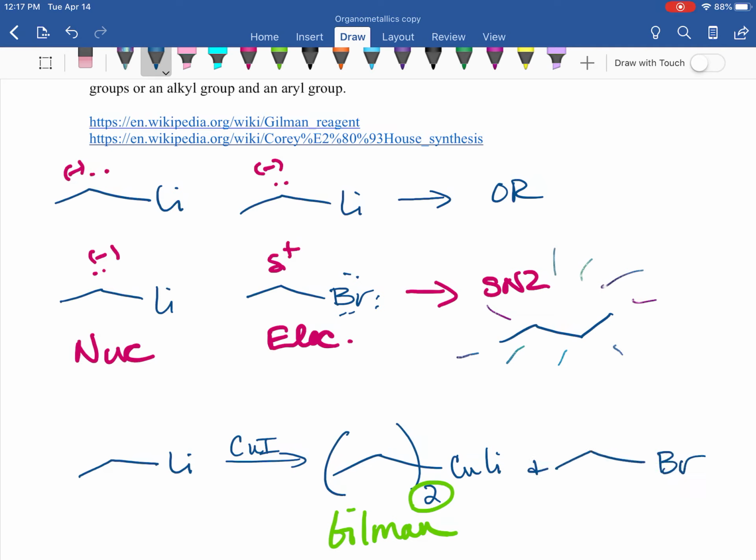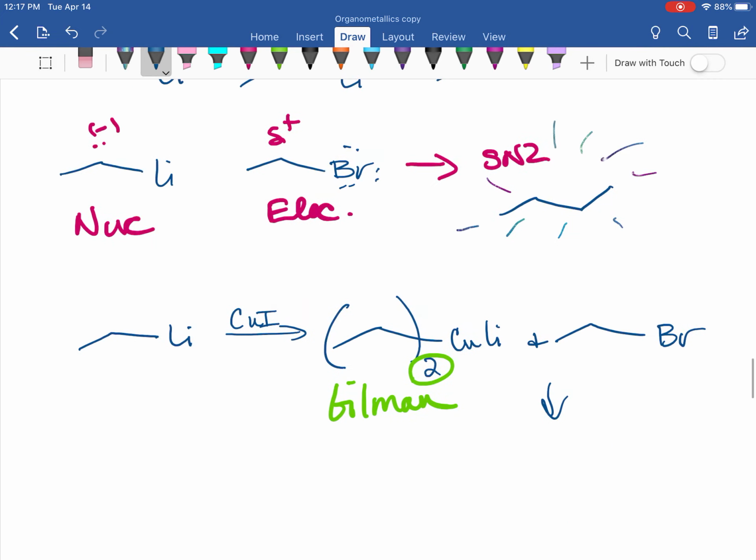And then if he reacted this Gilman with that alkyl halide, it worked. And it worked awesome. It literally coupled those two halves. That writing looked terrible. Literally, we just coupled those two compounds. All right, let's explain first this and this.